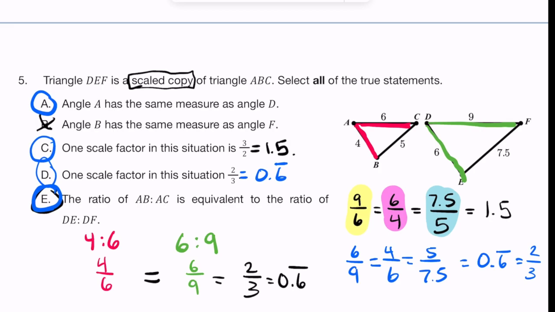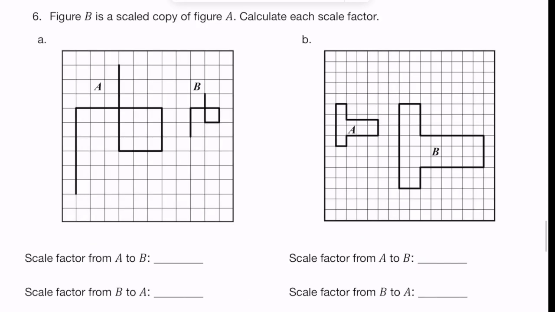For these select all of the true statements questions, you really have to go through every single answer and try to make sense of it. Question 6. Figure B is a scaled copy of figure A. Calculate each scale factor.